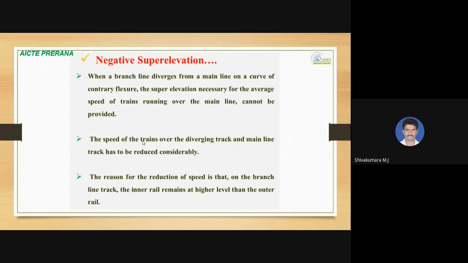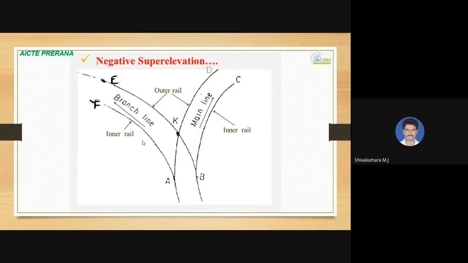So in such cases, we have to go for negative superelevation where the intersection of branch and main line happens. So obviously, we have to go for reducing the speed. You can see the diagrammatic representation. There is a branch line and there is a main line. Here the control points A, B, K, and the inner line of branch line AF, inner line of main line BC, outer line of main line AD, and outer line of branch line BE. These things you will have to look at.